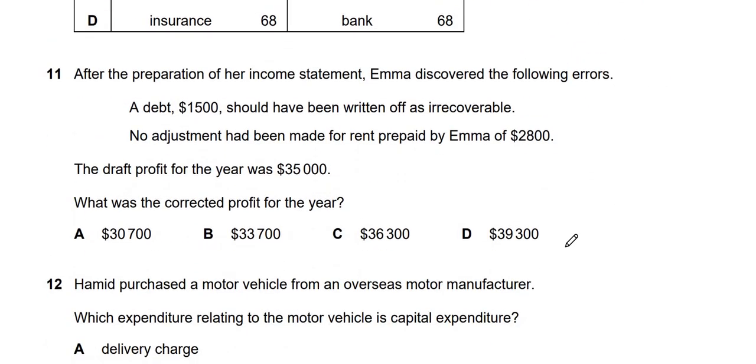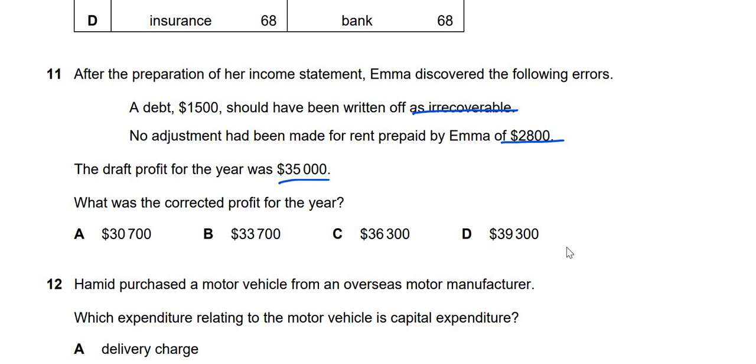Question number 11, guys. It says that after the preparation of her income statement, Emma discovered the following errors. A debt of 1,500 should have been written off as irrecoverable. Meaning you're not getting this money back. Happens to most of us, don't worry. No adjustment had been made for the rent prepaid. The rent has been prepaid by Emma, 2,800. The draft profit was 35,000.